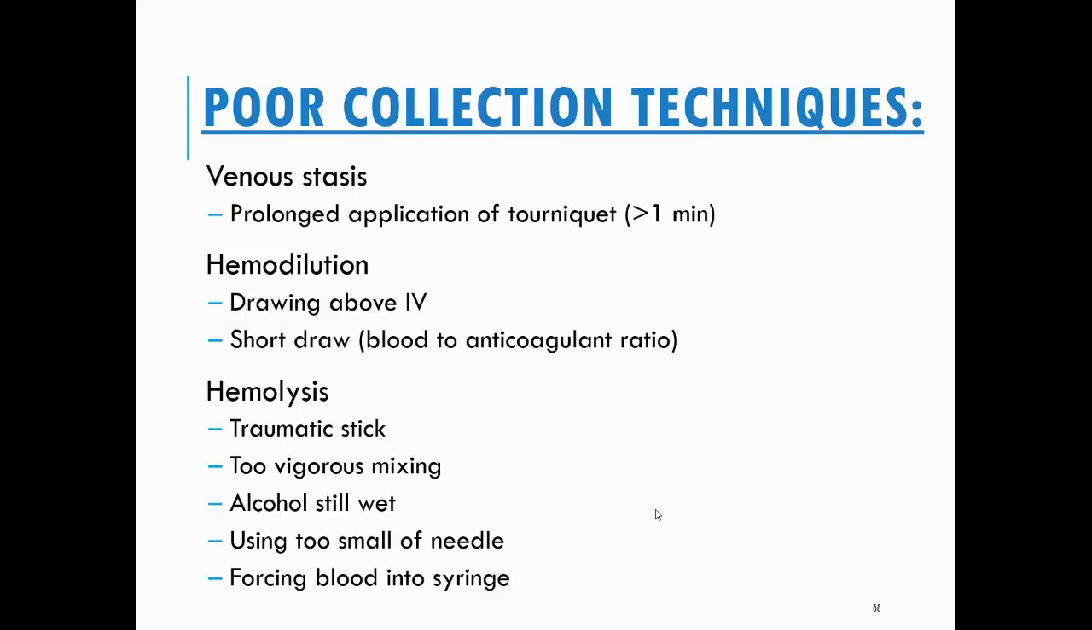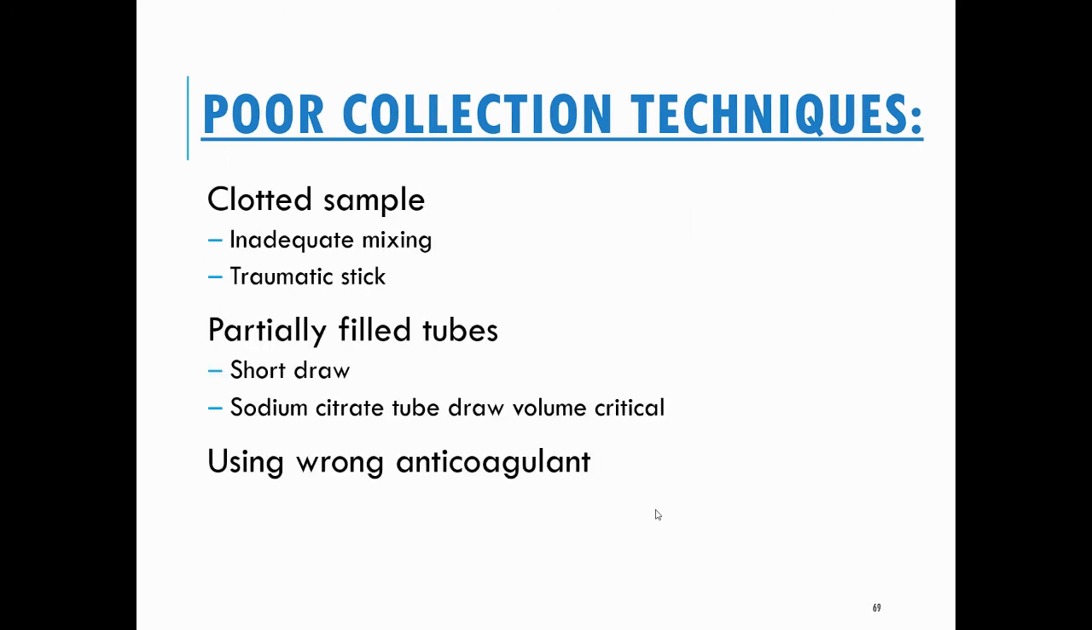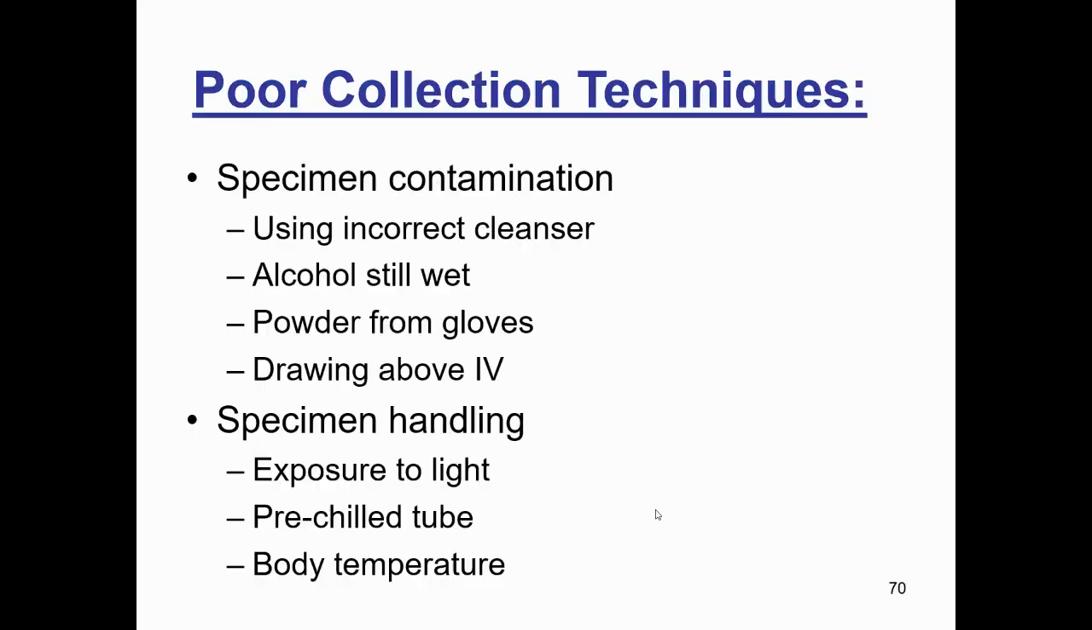So, poor collection technique: venostasis from prolonged application of the tourniquet, more than 1 minute; hemodilution from drawing above the IV line; hemolysis from a traumatic stick, too vigorous mixing, a wet venipuncture site, using a needle that is too small, or forcing blood into the syringe, like pulling the plunger hard even when you are not getting any sample. Clotted samples, partially filled tubes, and wrong anticoagulant.